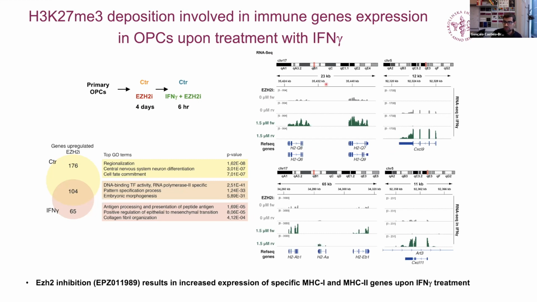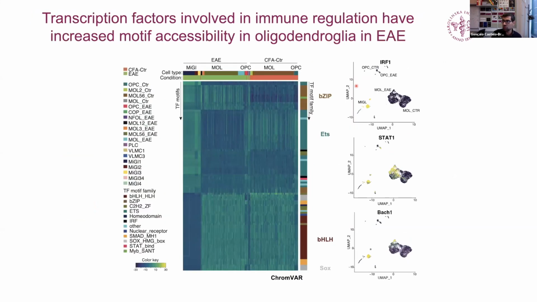So we were also interested to investigate what kind of transcription factors might be modulating this expression of immune genes. And for that, we applied chromVAR in order to see transcription factor motif accessibility, even if there were changes in the different populations that we were investigating. So here in each row, you have a transcription factor motif, and in each column, you have the cells from the different populations that we have identified.